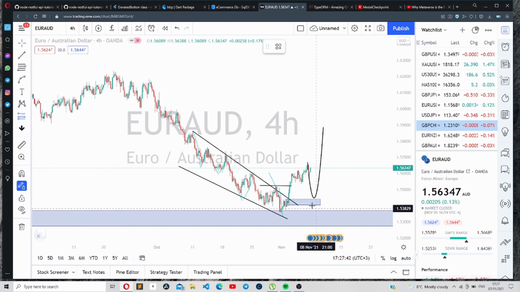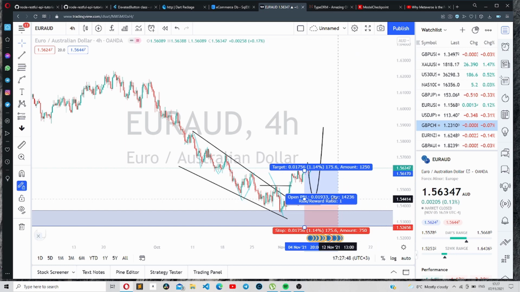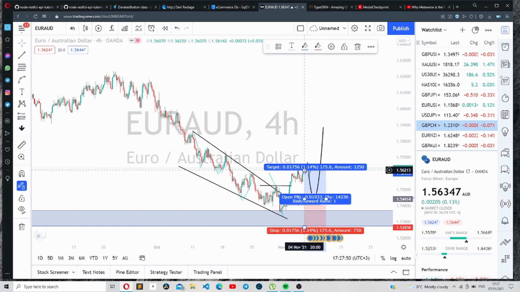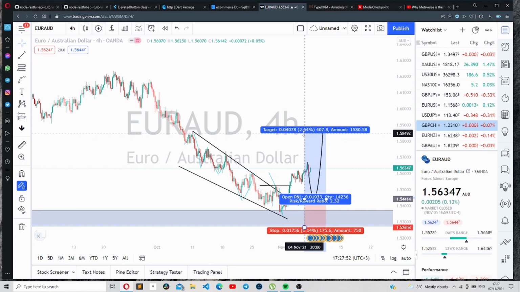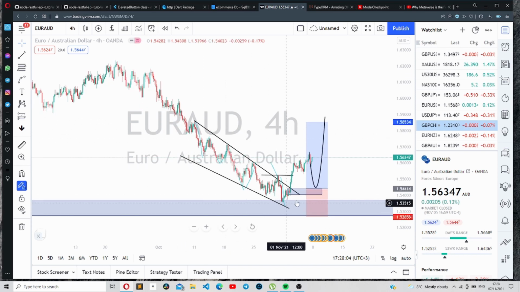We are looking for this nice reversal at the order block, and then our take profit will be somewhere here. As you can see also, guys, this is a nice descending channel, a falling wedge reversal pattern. This is another confluence.